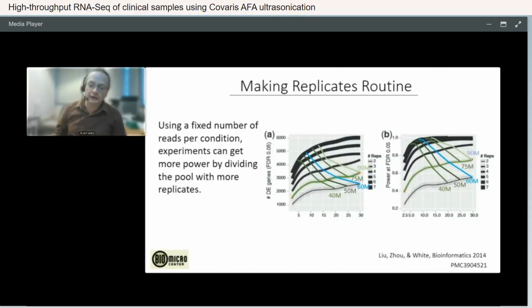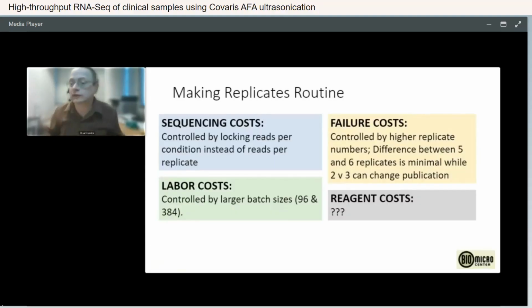And so how does that apply? How do we then use this to make replicates routine? Well, the first, we can control those sequencing costs. Because we are locking the number of reads per condition, more replicates does not mean more money to Illumina or any of the other short read sequencing companies.